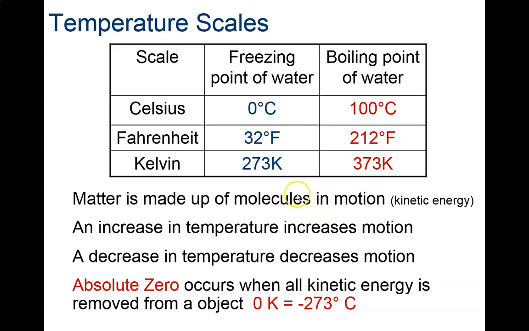So when you increase the temperature of an object, the atoms start moving faster, and when you cool an object, the atoms start moving slower. The slowest you can get an object is stopped, and the coldest you can get a substance is absolute 0, which is 0 Kelvin. So Kelvin is based off of absolute 0. Celsius is not.